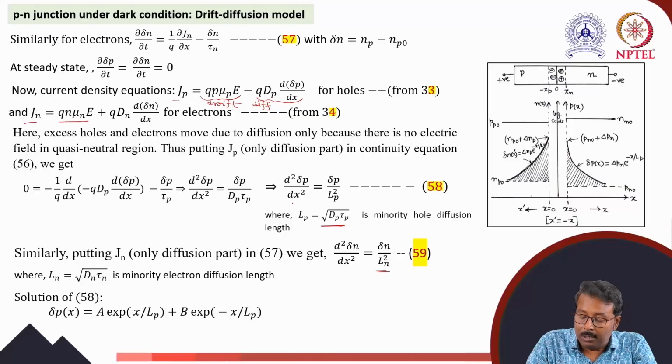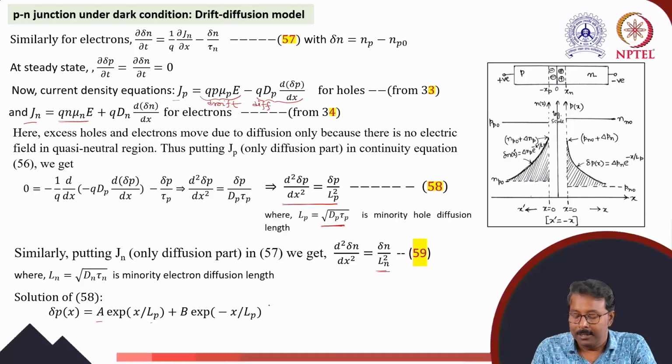Now the solution. What is the solution? This is a differential equation of second order, of the form d²y/dx² = ky, that is, d²y/dx² equals k times y. So the general form of this expression is some constant times exponential x by Lp plus some constant times exponential minus x by Lp.